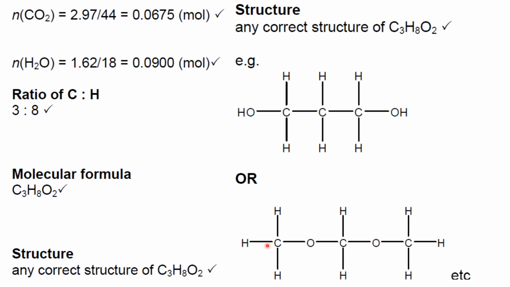Obviously you'd have to have 4 bonds on your carbon, 2 bonds on every oxygen, and 1 bond on every hydrogen. But apart from that, pretty much anything. And the fact they say etc. means that they don't have to specify either of these two either. You could have something else entirely.